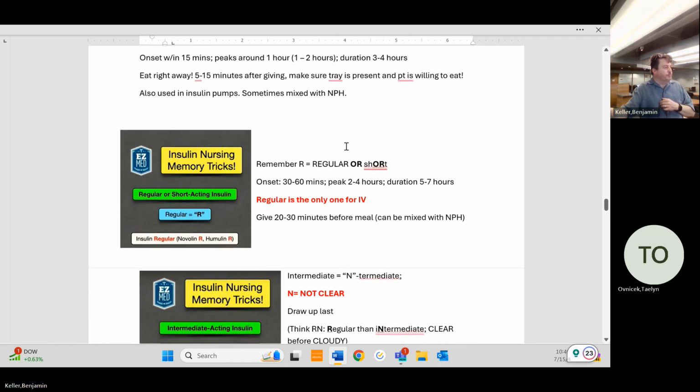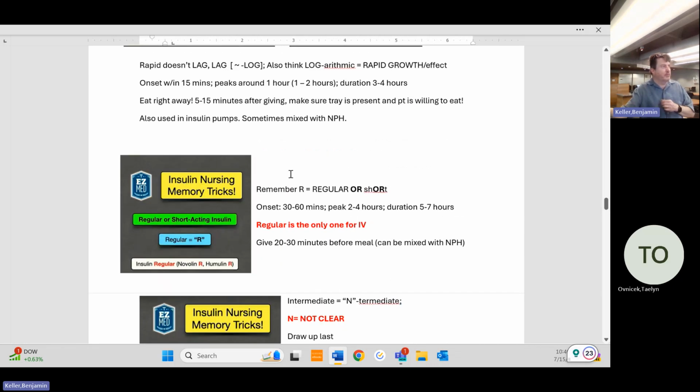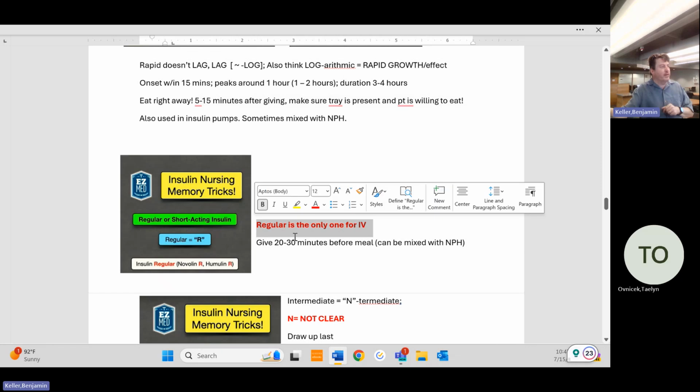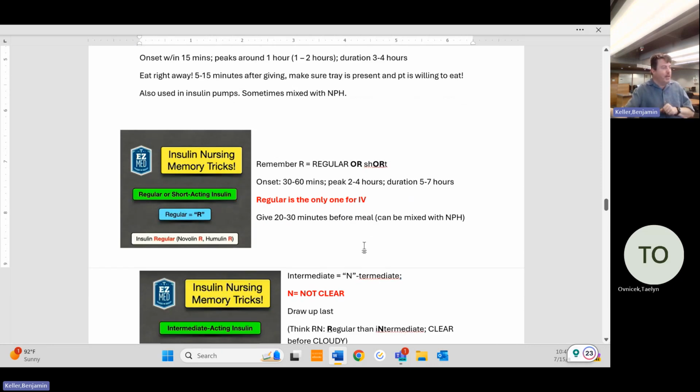NPH is the intermediate here. So we'll talk about that in just one second. So remember regular or short acting. And the way I think about this is regular or short, because sometimes these terms are used interchangeably. It's regular or short. And their onset is 30 to 60 minutes. They peak in 2 to 4 hours. Duration is 5 to 7 hours. You will see this over and over again, that regular is the only one for IV. Learn that, know that, but it's not true. But you need to know that for your exams. I'll talk about that in a minute.